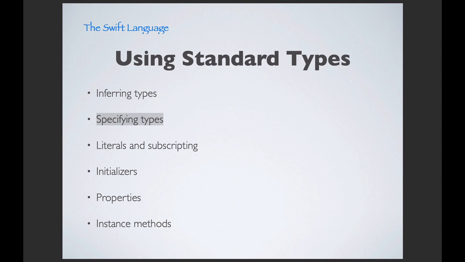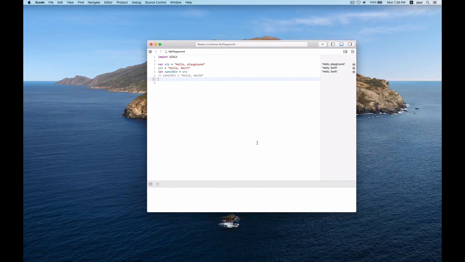Specifying types. If a constant or variable does not have an initial value, or if you want to ensure that it is a certain type, you can specify the type in the declaration. Add more variables with specified types. Note that the sidebar does not report any results because these variables do not yet have values.